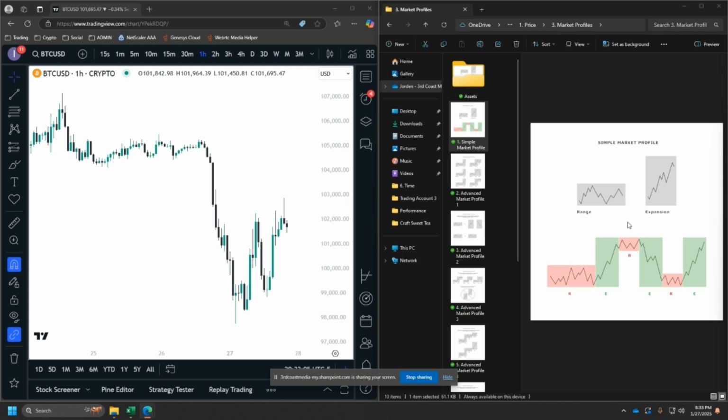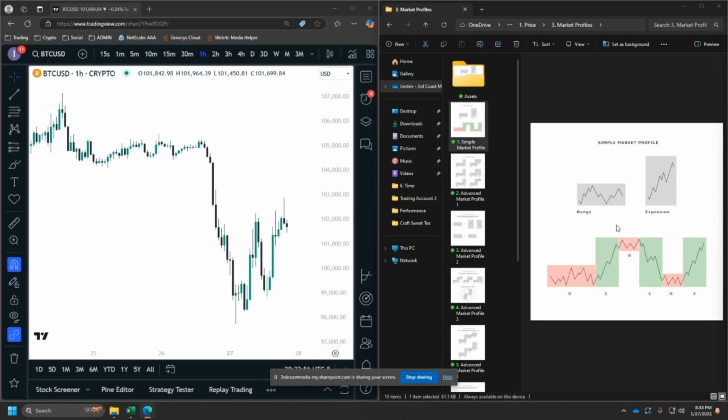That's what simple market profiles are. It's just a basic way of looking at the price or looking at the chart and organizing, or visualizing the chart logically. So price can be either range bound, meaning we can stay within a higher low, or it can expand to a new level, whether that's higher, as you see here, or lower, as you see here.